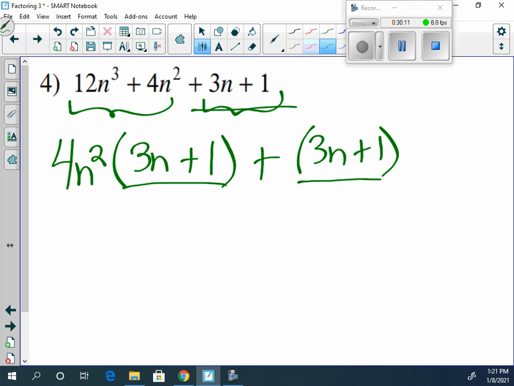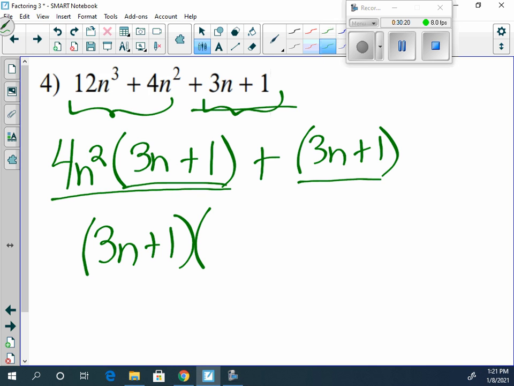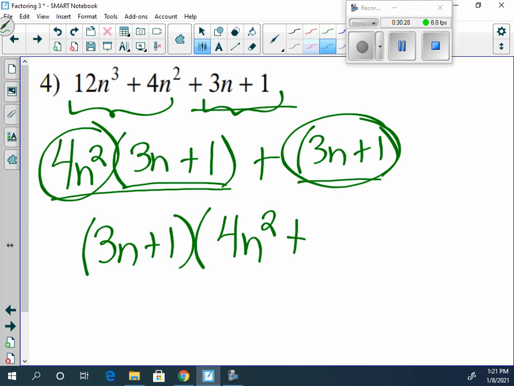So since we have 3n plus 1 in common in both, we can factor it out. So when I factor 3n plus 1 out of our first term, the only thing that's left over is 4n squared, plus, well, we just factored everything out. So if we factor it out completely, the only thing that's left over is 1. Because again, anytime we factor something out completely, the number that we write in is 1.